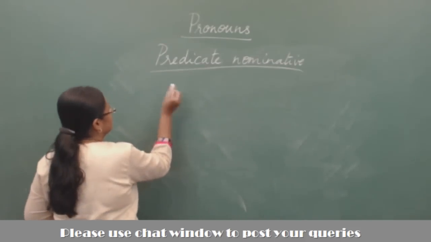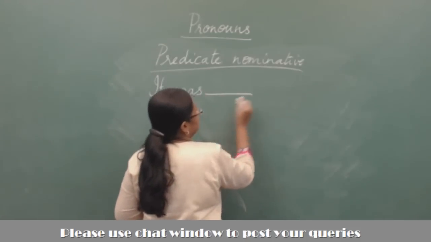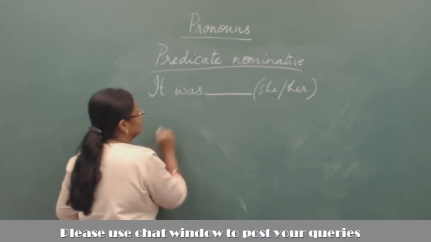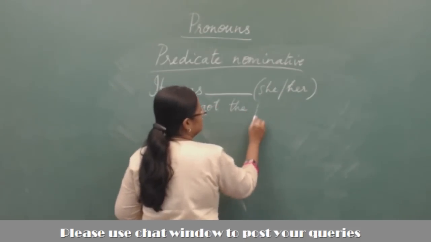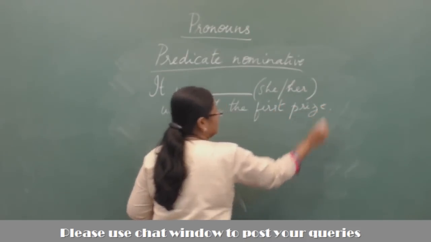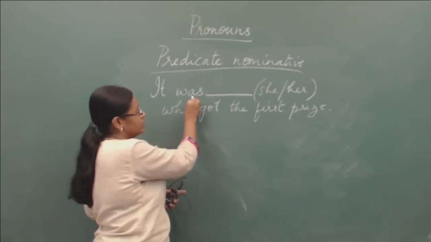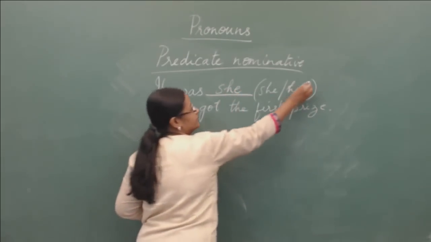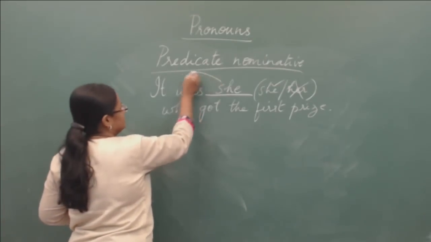Let us see examples for that. It was, now try to fill in the blank. It was dash who got the first prize. Now here when the pronoun follows a be verb, see was is a be verb, and it is definitely she and not her. It was she who got the first prize.